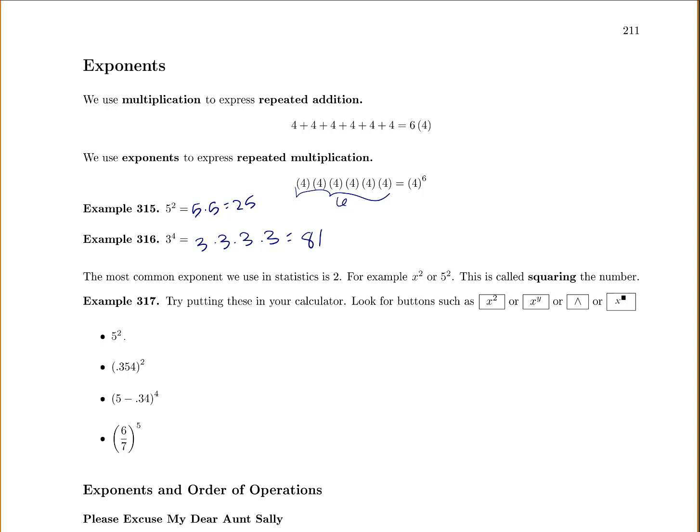Okay, so 5 squared. Again, we're just putting each of these in our calculator, so you make sure you get the same answers that I get before you move on. So 5 squared is 25. 0.354 to the power of 2 should be 0.1253. And 5 minus 0.34 to the power of 4 is 471.57. And 6 over 7 to the power of 5 is 0.4626.